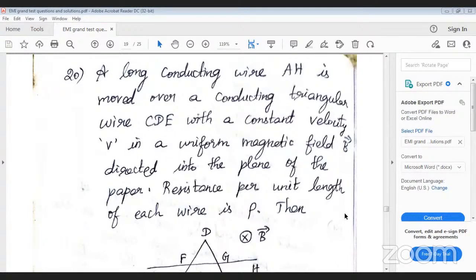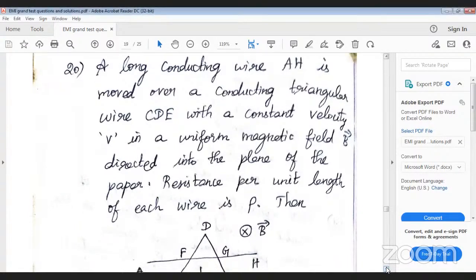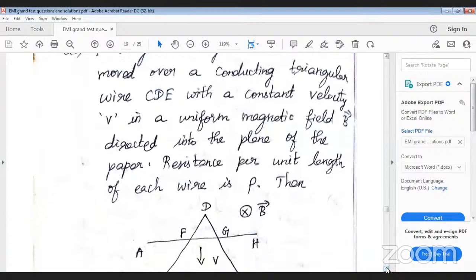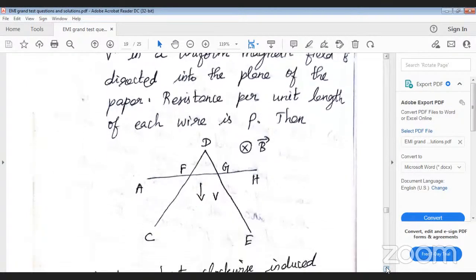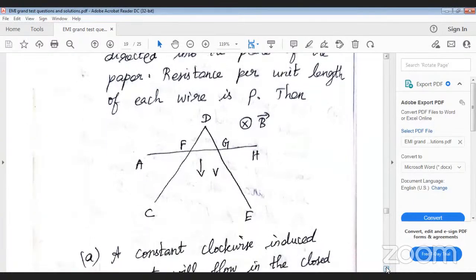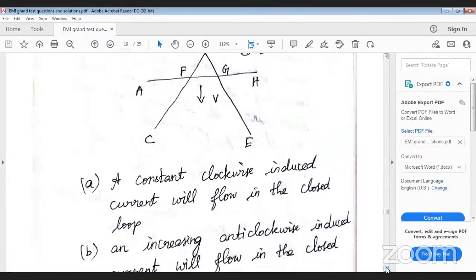So this is question number 20. A long conducting wire AH is moved over a conducting triangular wire CDE with a constant velocity V in a uniform magnetic field vector B directed into the plane of the paper. Resistance per unit length of each wire is rho. Then you have 4 options.